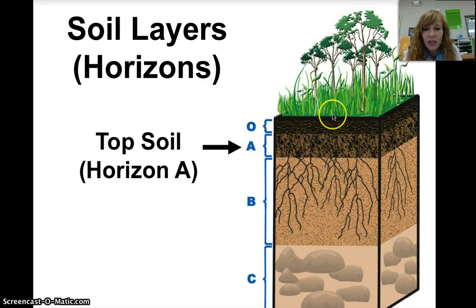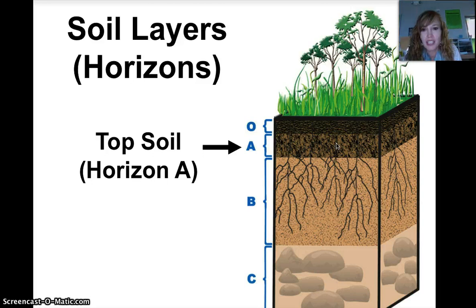So then below the organic horizon O, we have horizon A. And you can remember these as A, B, and C after the O horizon. And horizon A is topsoil. You need topsoil to make plants grow.